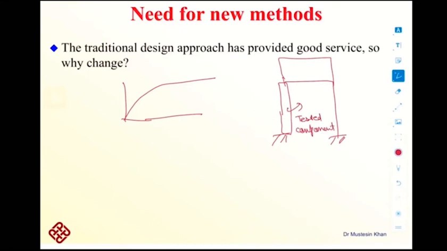So because it has so many limitations, and the main thing is the economy. Because it is keeping on increasing, you are applying such a high temperature that the amount of money which developed countries such as USA and Australia are spending on the fire design is about 1% of their GDP. So to reduce this amount of money on the fire design, we need to come up with a better approach, a more performance-based approach. So that is why we need to study, or we need to find another method of designing the structures against the threat of fire.